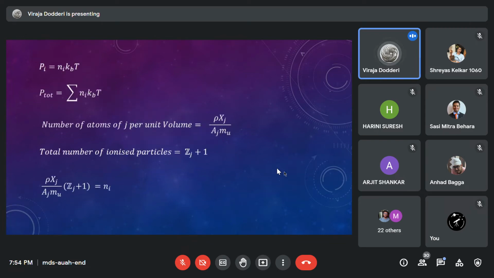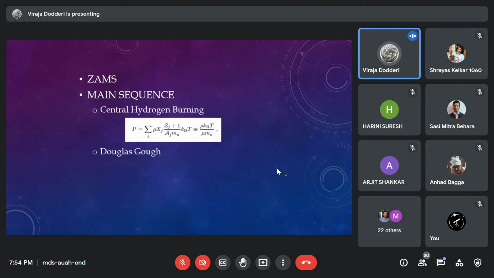And I think there is another equation you must be familiar with. The luminosity depends on 4 pi r squared times the Stefan-Boltzmann constant times the effective temperature to the power of 4.